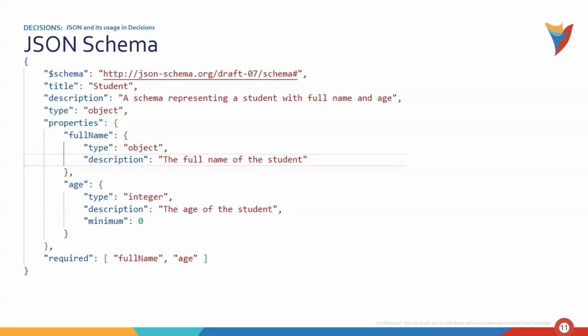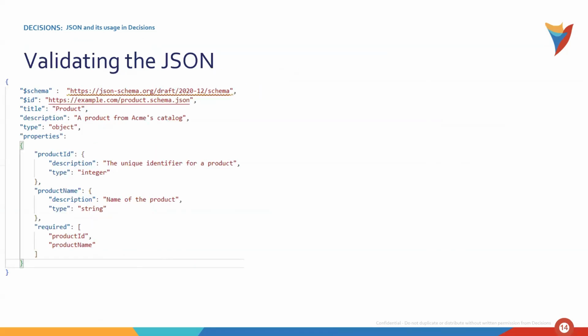Required. This is used to specify that certain properties are required. In this example, both the properties full name and age are required. Let's see another example of JSON schema and how the JSON instances can be validated. Here is a JSON schema of a product that has two properties, product ID and product name. The two constraints here are product ID should be of type integer and product name should be of type string. Also, these properties are required.